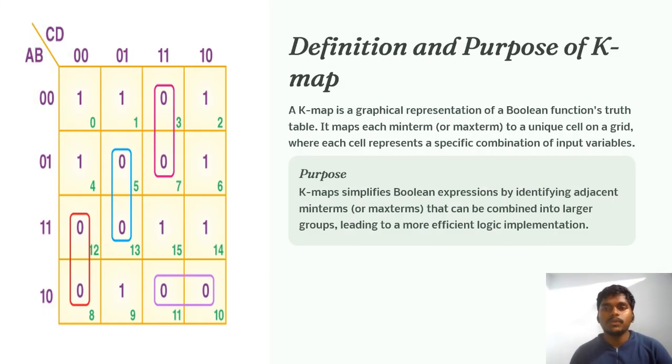Definition and purpose of K-map. A K-map is a graphical representation of a Boolean function's truth table. It maps each minterm or maxterm to a unique cell on a grid, where each cell represents a specific combination of input variables. The purpose: K-maps simplify Boolean expressions by identifying adjacent minterms or maxterms that can be combined into larger groups, leading to more efficient logic implementation.